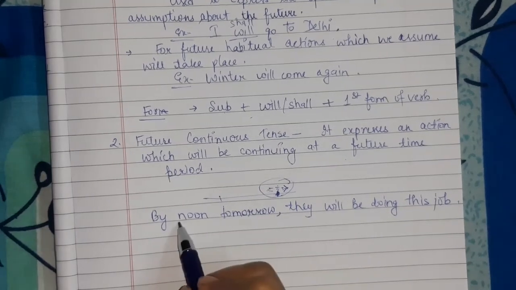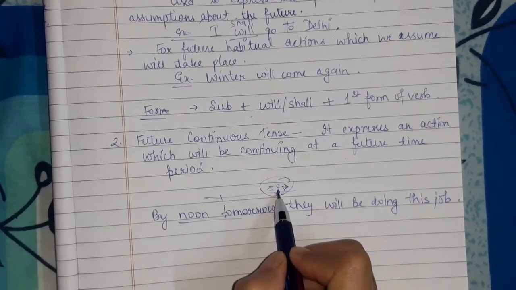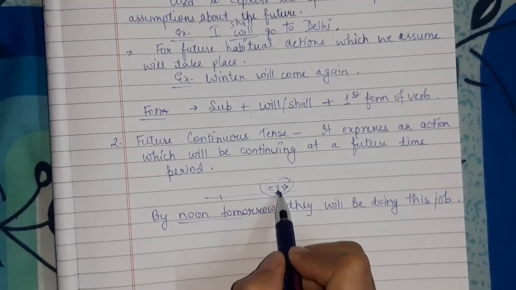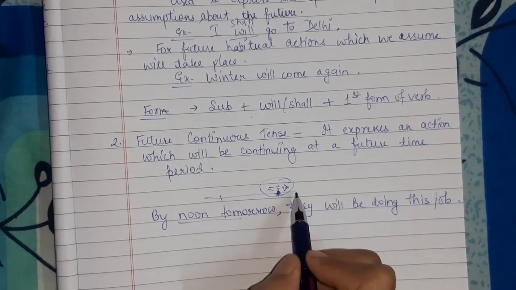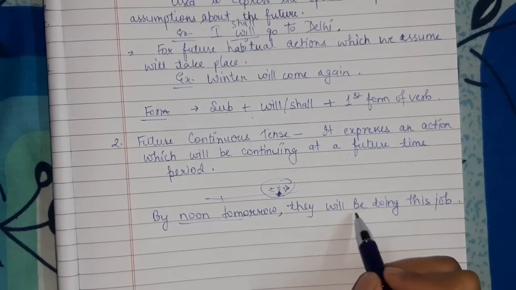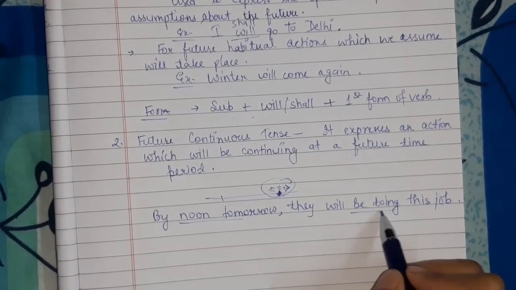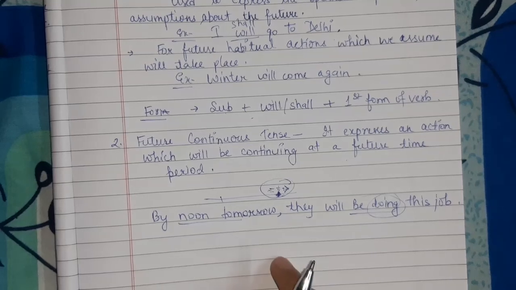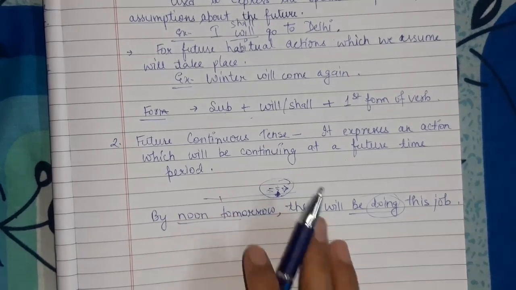So by noon tomorrow is a future time period. In this period some action will be going on, the continuation of the action will happen. What is the continuation? Someone will be doing a job, they will be doing some certain thing. So this is all about future continuous tense.